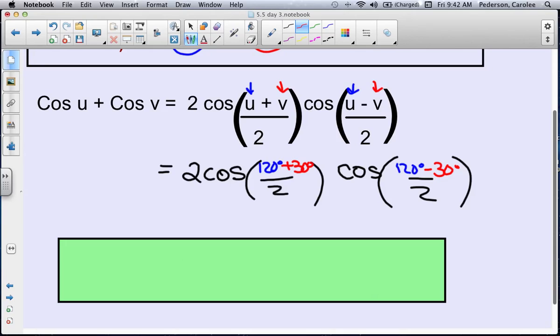So in the first fraction, 120 degrees plus 30 degrees is 150 degrees. Divide by 2 is 75. So 2 cosine of 75 degrees times cosine of, 120 degrees minus 30 degrees is 90 degrees. Divide by 2, 45. And we just leave it alone.